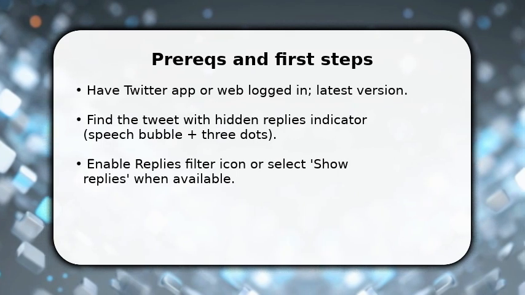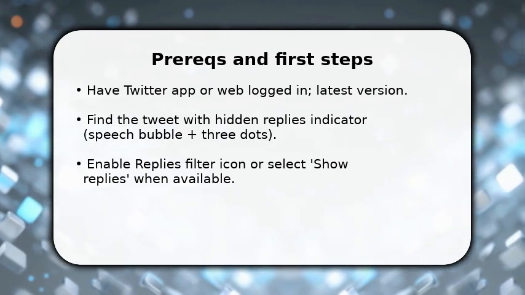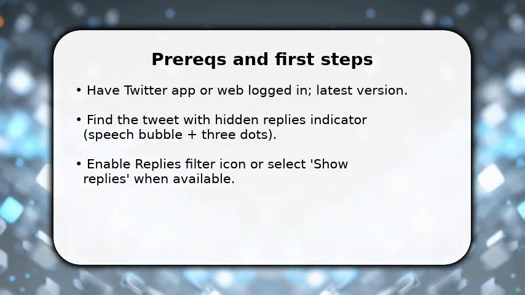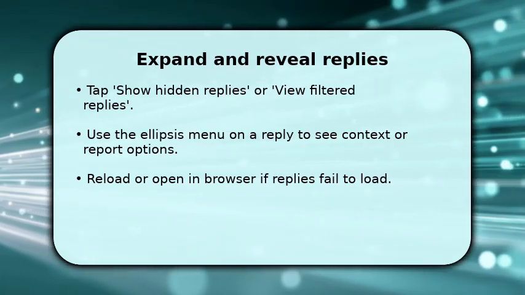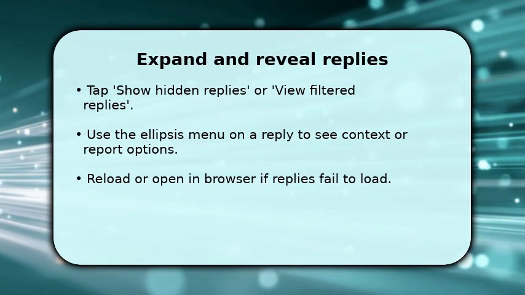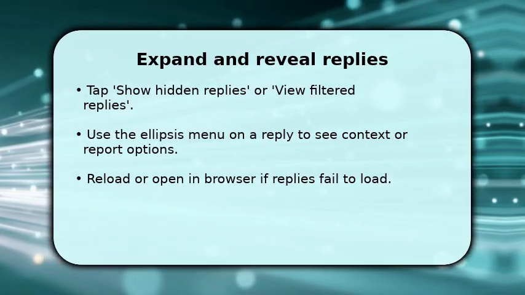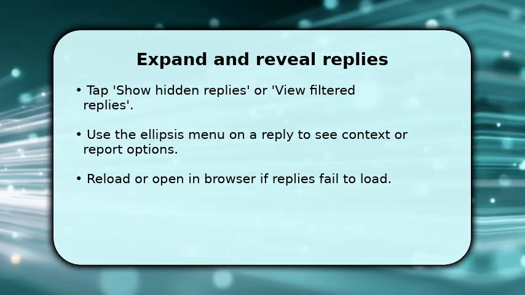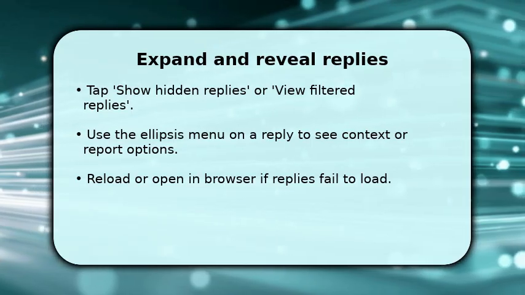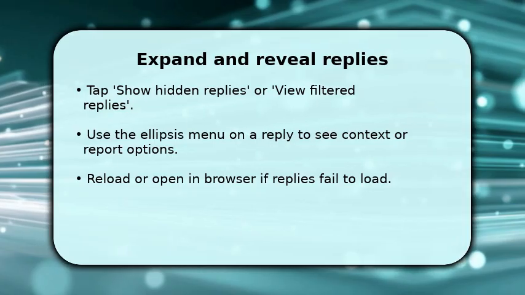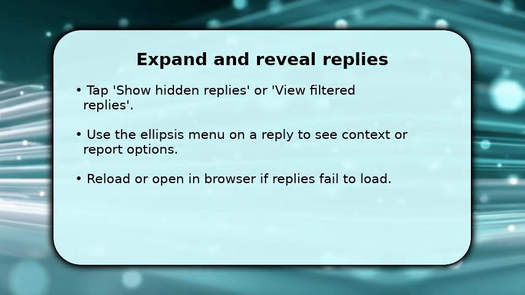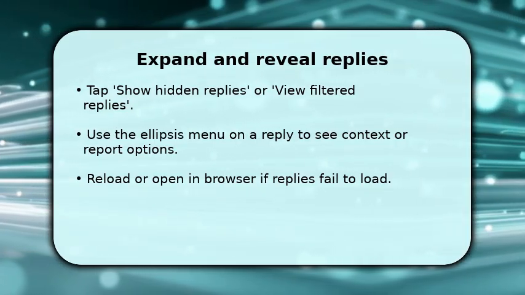Next, reveal the concealed conversation. Tap the explicit action labeled Show Hidden Replies or View Filtered Replies. Twitter sometimes hides them under an ellipsis menu on the thread. If replies still don't appear, open the tweet in the browser and use the keyboard shortcut to refresh or the browser's inspect network to force a reload. Also make sure Conversation View isn't collapsed by a content filter in your settings.